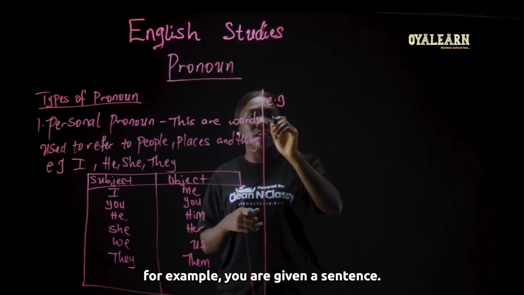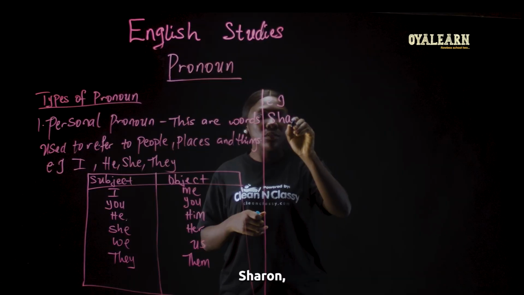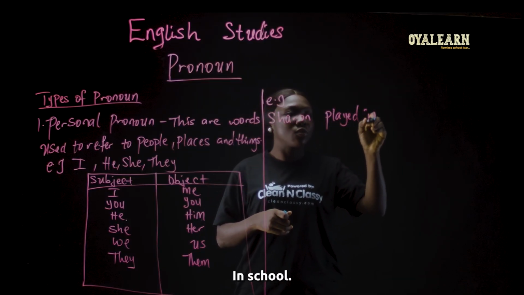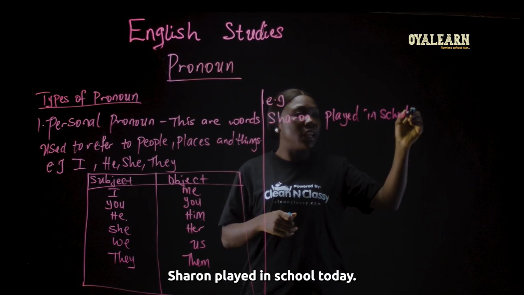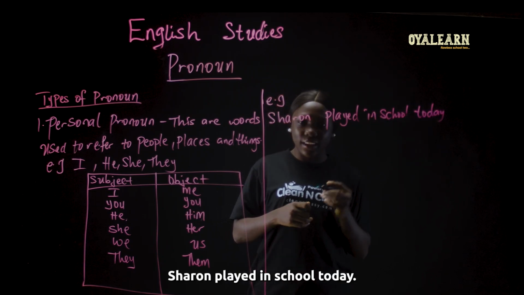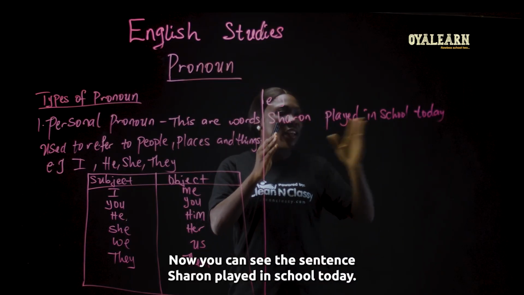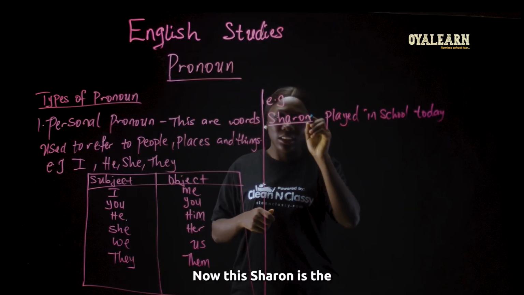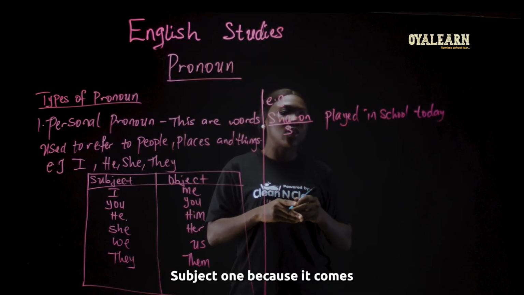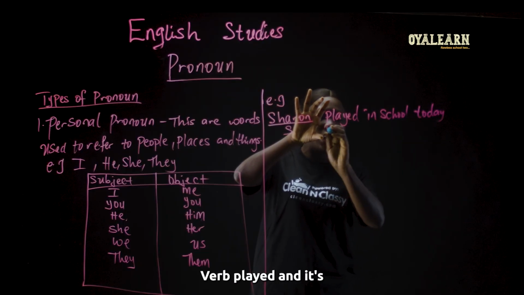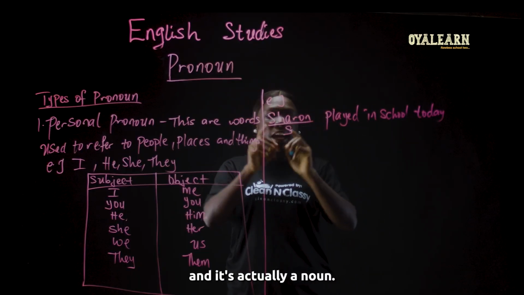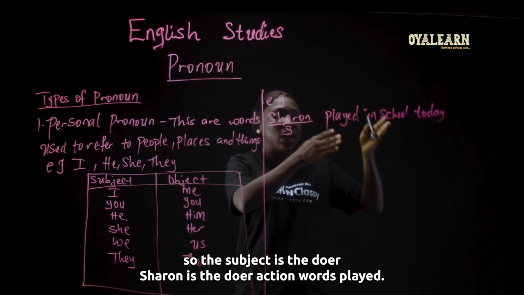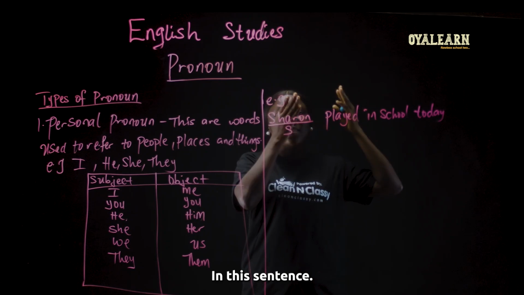For example, you're given a sentence, Sharon played in school today. Now, you can see the sentence Sharon played in school today. Now, this Sharon is the subject, one, because it comes before the verb played, and it's also the head, and it's actually a noun. So subject is the doer. Sharon is the doer of the action played in this sentence.